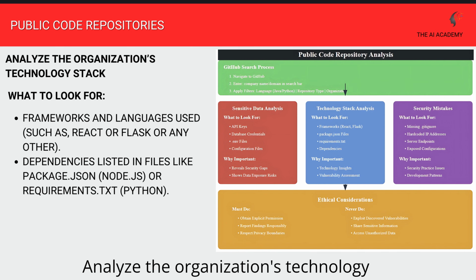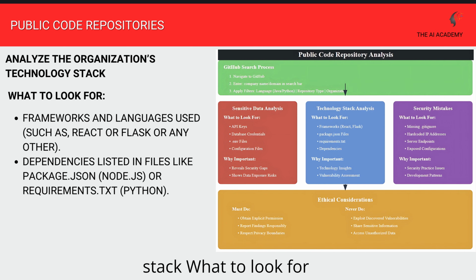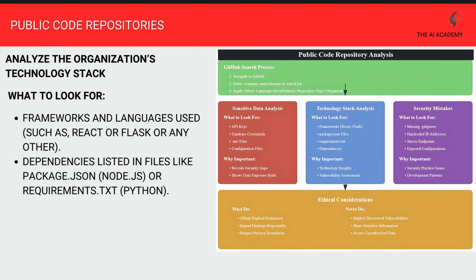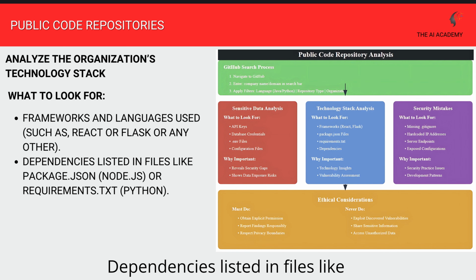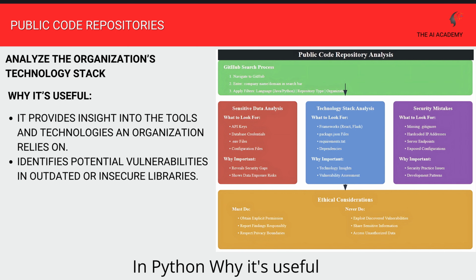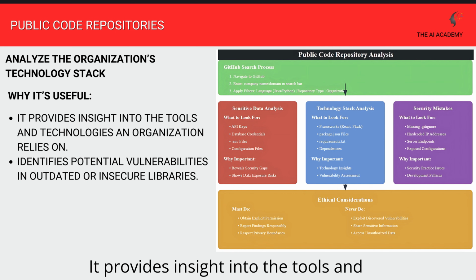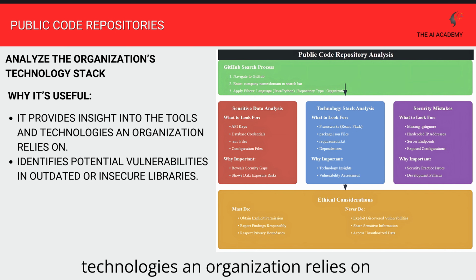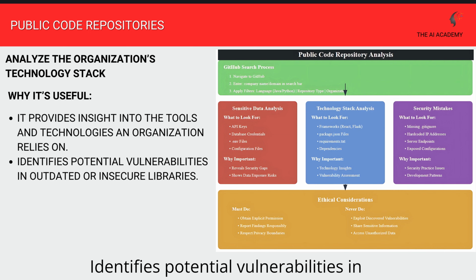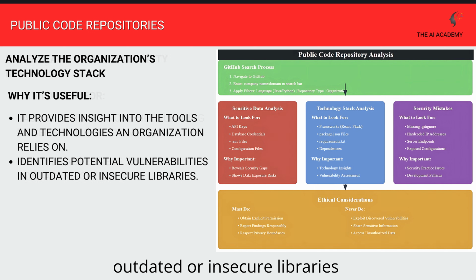Analyze the organization's technology stack. What to look for: frameworks and languages used, such as React or Flask or any other; dependencies listed in files like package.json for Node.js, or requirements.txt in Python. Why it's useful: it provides insight into the tools and technologies an organization relies on and identifies potential vulnerabilities in outdated or insecure libraries.